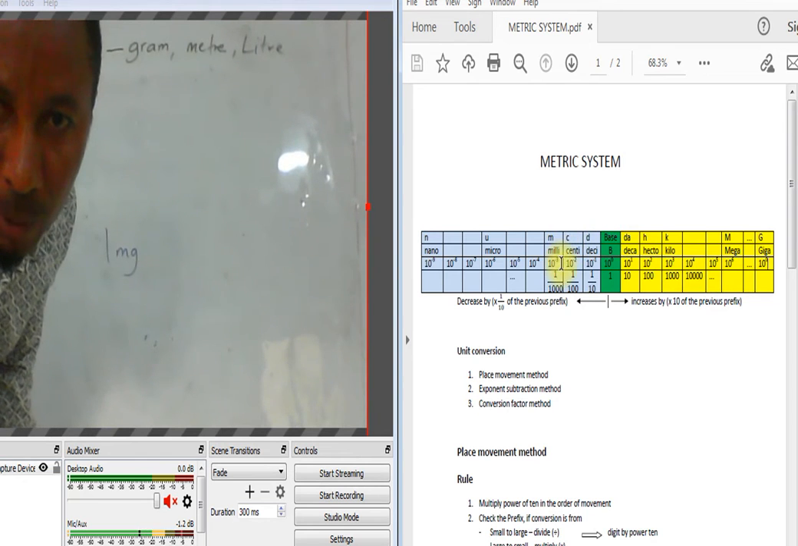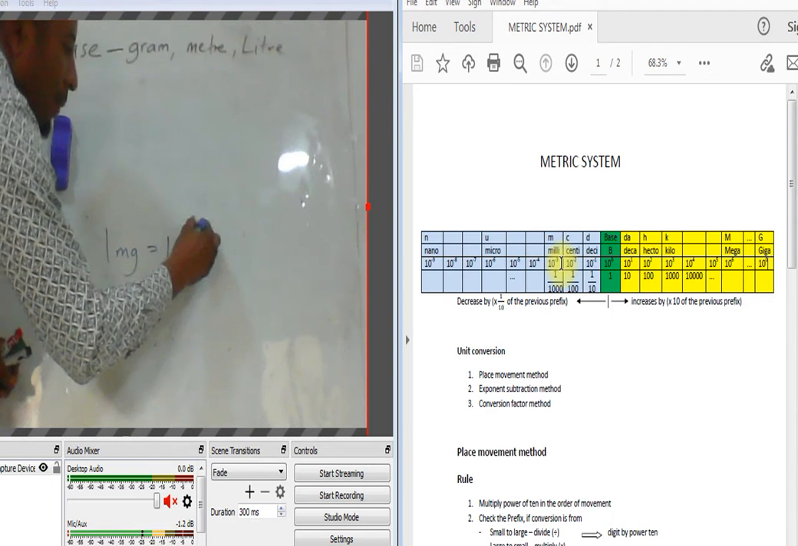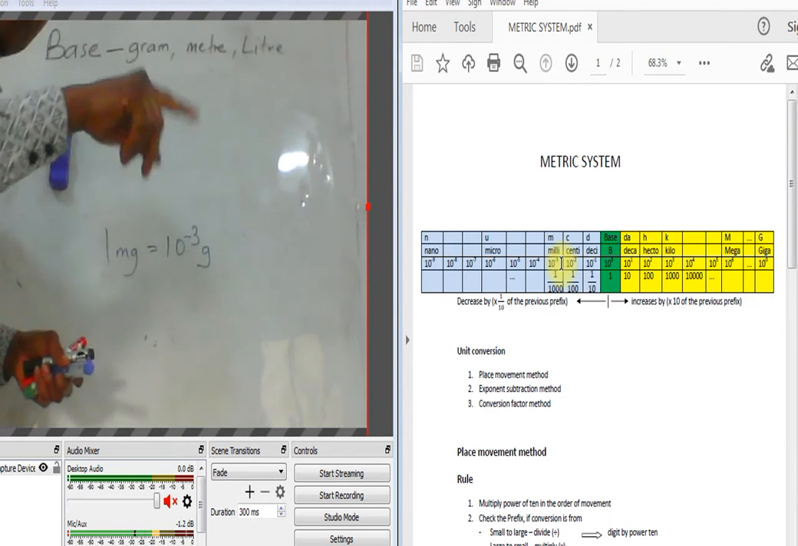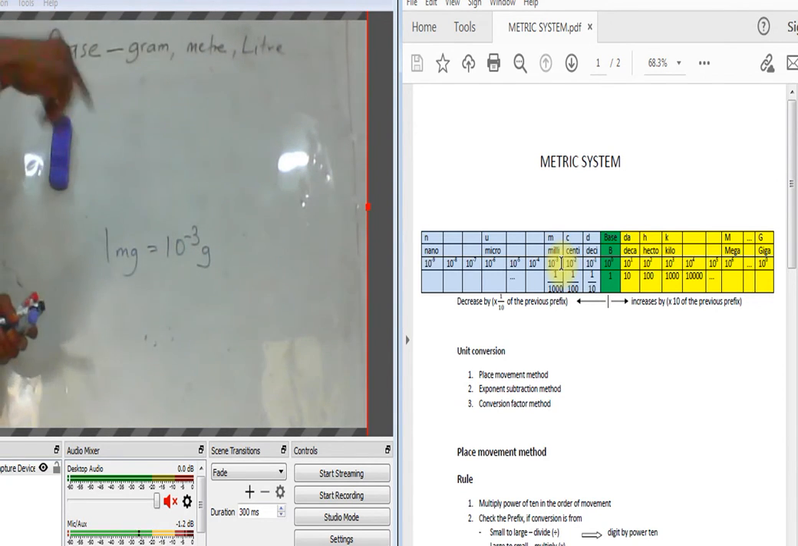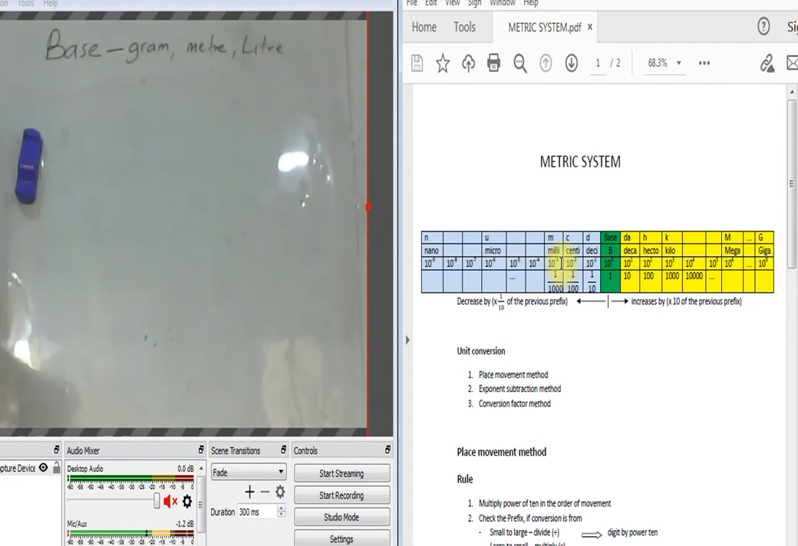You have 10 to the power of minus 3. So 1 milligram is equal to 10 to the power of minus 3 of the base. That's how you do it. That value is the value of the prefix of the base. Okay? Are we good? Alright, let's try to convert some of these things.